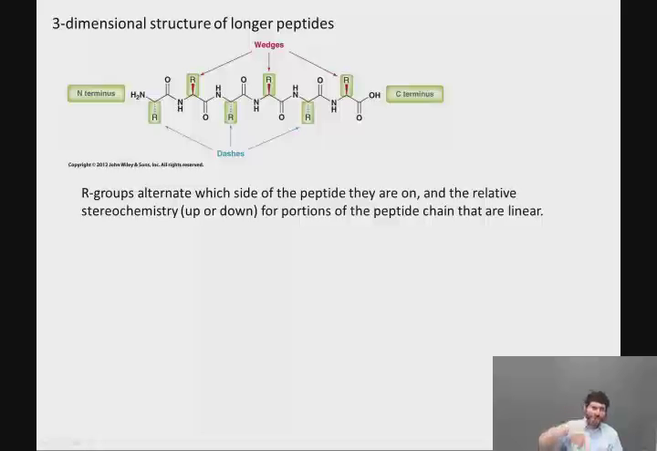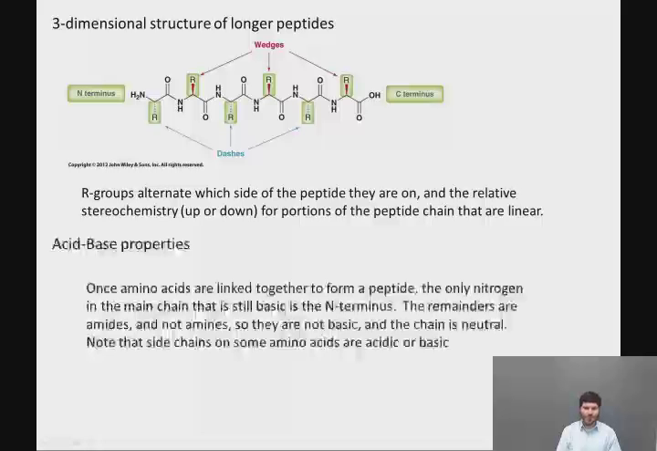So for one, you're going to have the R group going back. For the next one, you'll have the R group coming out towards you. For the dashes, you have the R group going back. For the wedges, you have the R group coming out towards you.